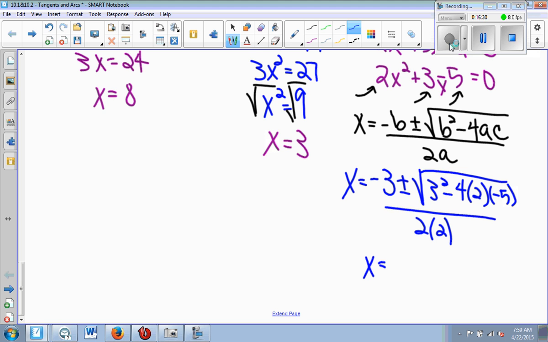And typing it in the calculator is going to give you two answers. One of them is positive 1, and one of them is negative 2.5. Now, since we're dealing with geometry, we're only going to accept the positive answer. So we would say that our answer is positive 1. If you need help on how to type this in the calculator correctly, we can talk about that in class.